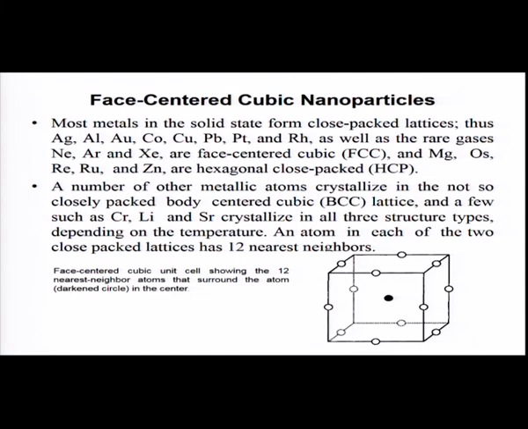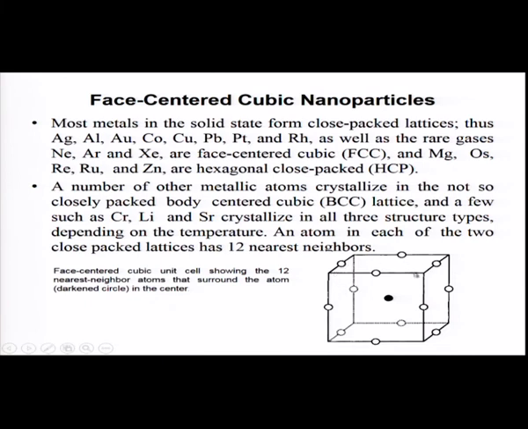So, we have two kinds of structures here. One is the face centered cubic structure, another is the hexagonally close packed structure, and magnesium and zinc come under the hexagonally close packed structures. A number of other metallic atoms crystallize in the not so close packed body centered cubic lattice, and a few such as chromium, lithium and strontium crystallize in all three structure types depending on the temperature. Therefore, an atom in each of the two close packed lattices has 12 nearest neighbors.